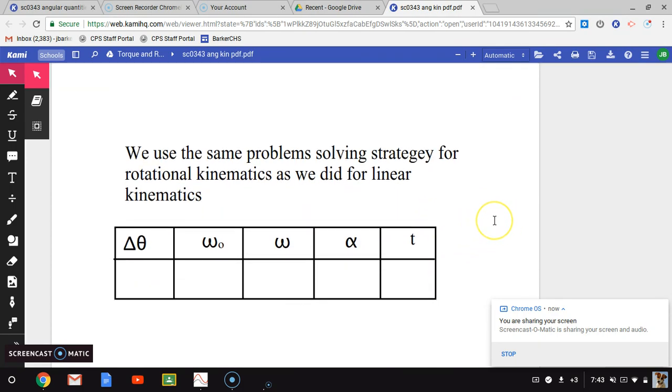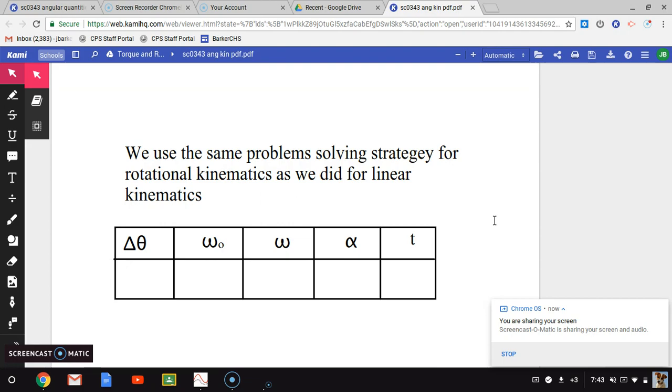Since they are of the same form, and since these problems are very similar, we're going to use the same problem-solving strategy for rotational kinematics as we did for linear kinematics. We're going to be using our grids to set up our givens. So we'll have our delta theta, our omega naught, our omega, alpha, and t, and we'll be able to fill in each of the items here.